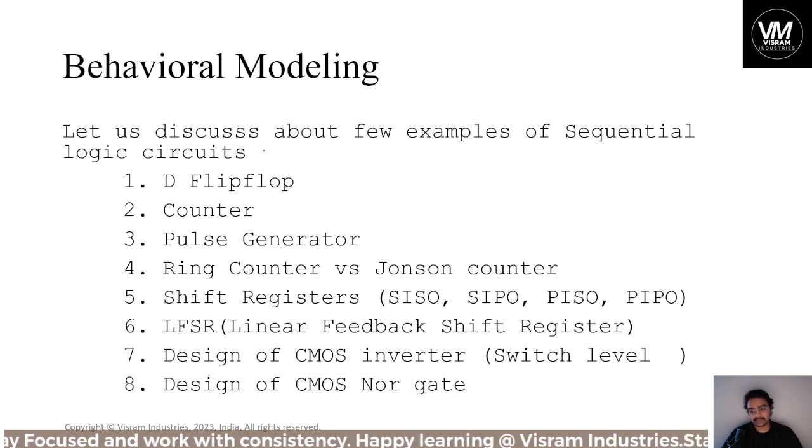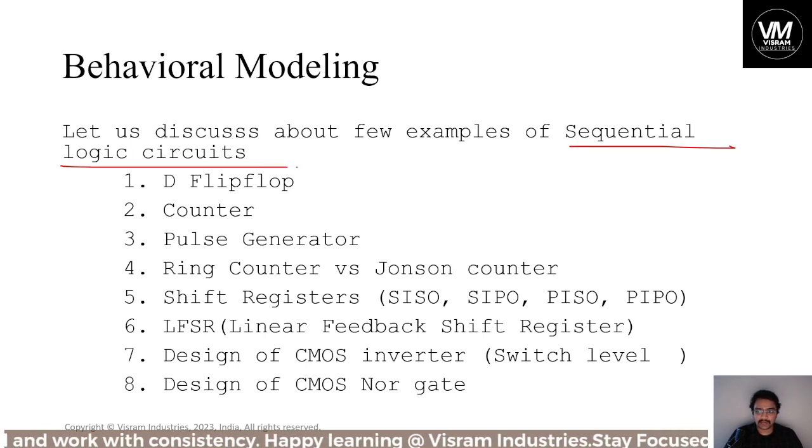If you don't know the basic difference between combinational and sequential logic circuits, the major difference is the clock. Combinational logic circuits don't have any clock, but sequential logic circuits do have a clock, and they are enabled only based on edge-triggered or level-triggered clock pulses. We will see that in the coming slides, but let us start with the most essential examples of sequential logic circuits.